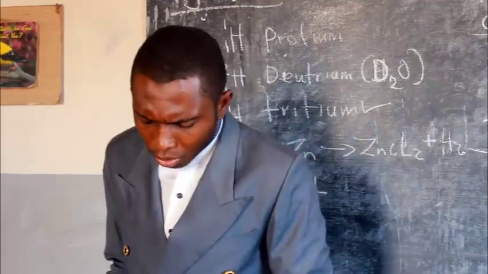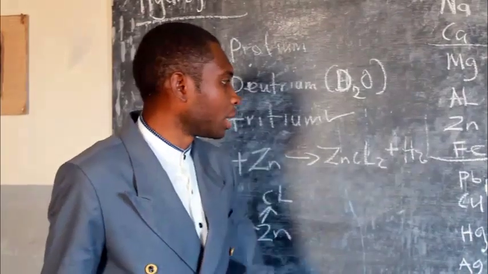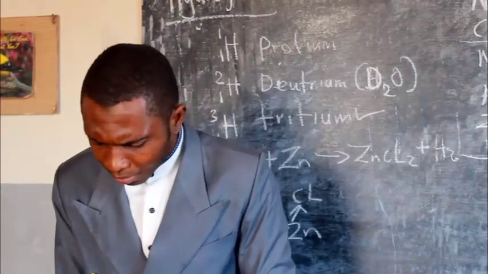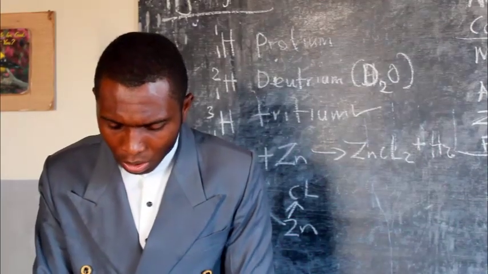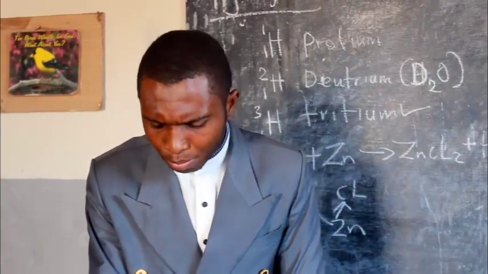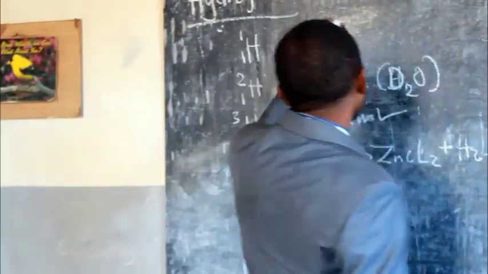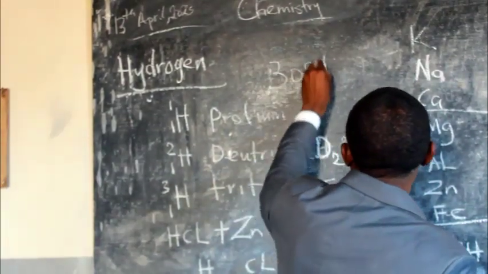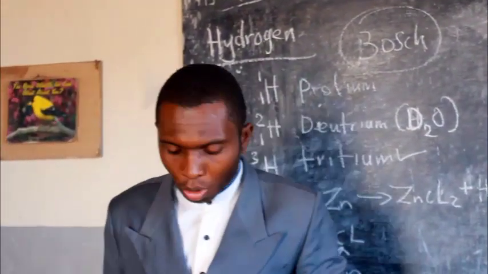Iron is also a metal higher than hydrogen in the activity series, so it can also displace hydrogen from the acid. Now let's go on for the purpose of our class. Hydrogen is collected through upward delivery. Industrial preparation of hydrogen is from water gas, and the process is called the Bosch process. For the purpose of your JAMB, Bosch process.